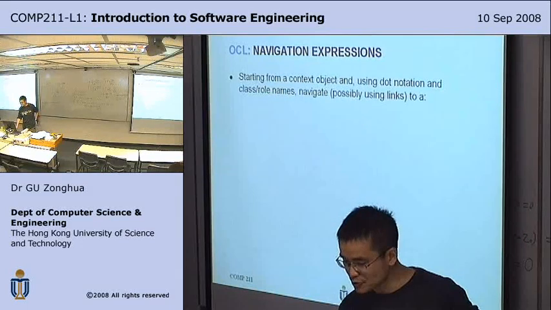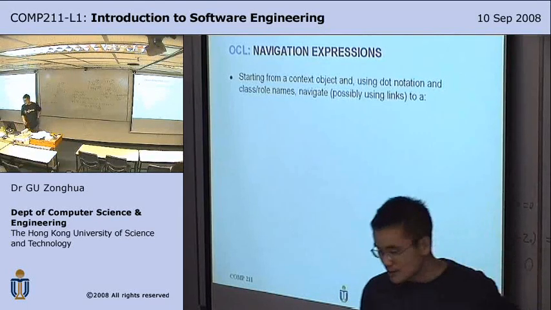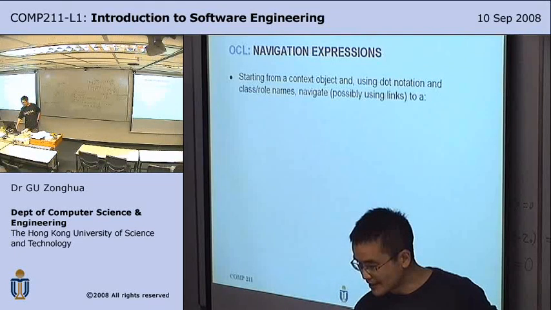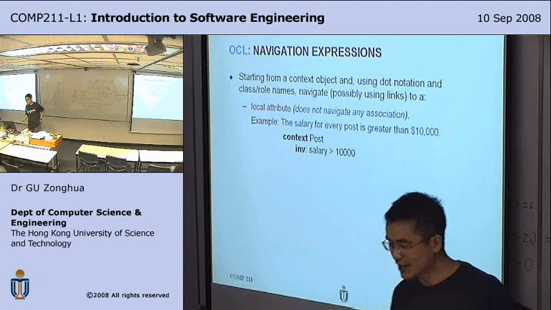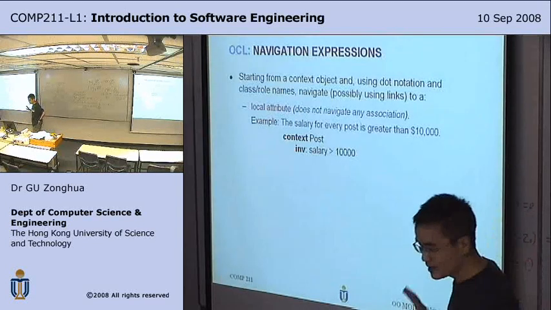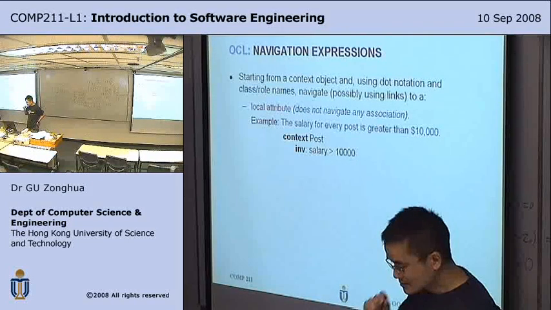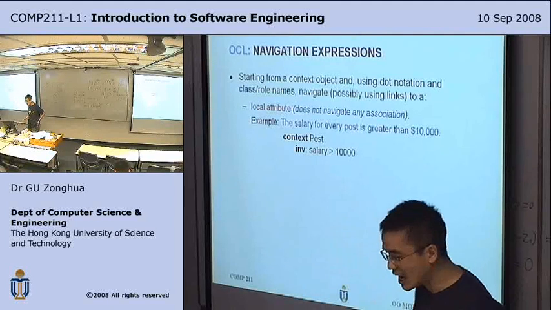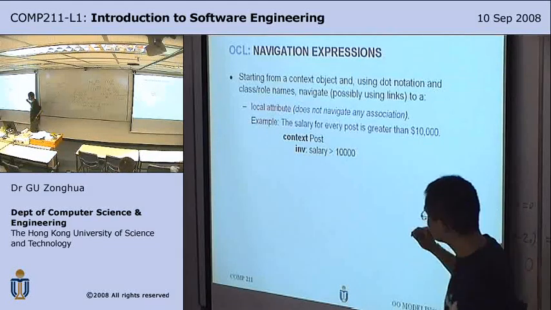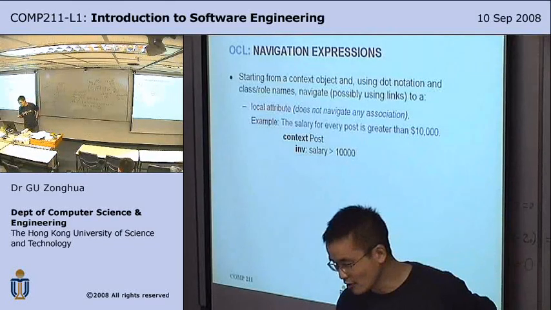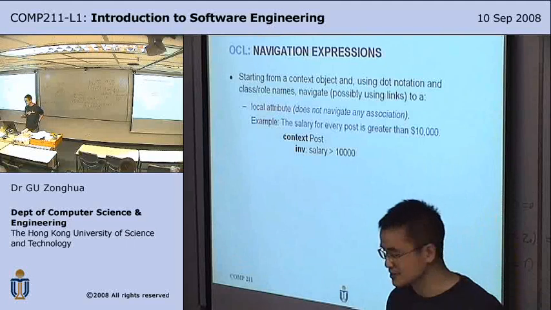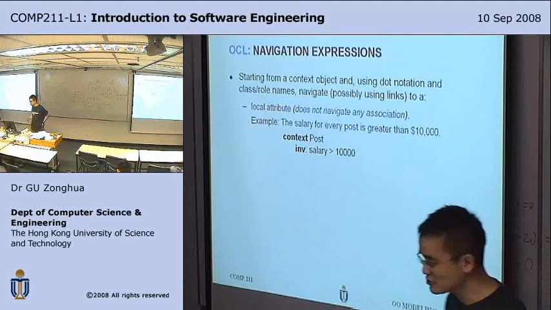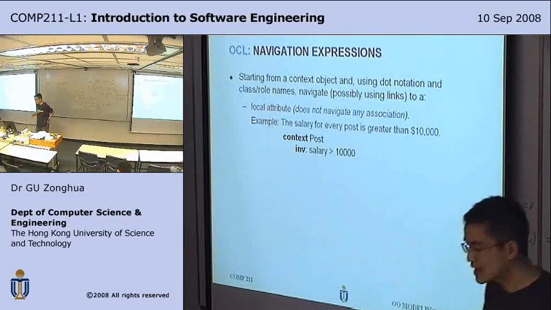So navigation: start from a context object. Use dot notation and class role names to navigate to a local attribute. So that is the example we showed. Here's one example. Within the context Post, invariant colon salary greater than 100,000. It means that for every post, the salary is always greater than 100,000. So this is a local attribute.